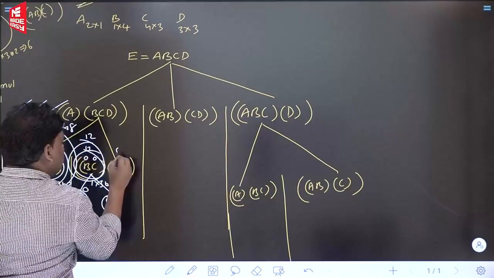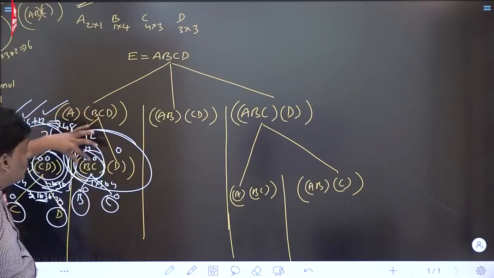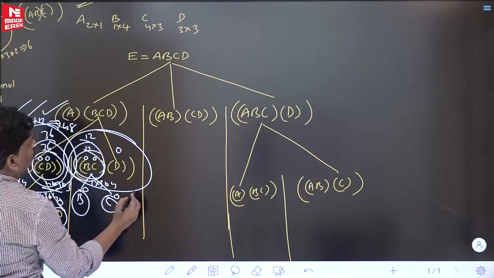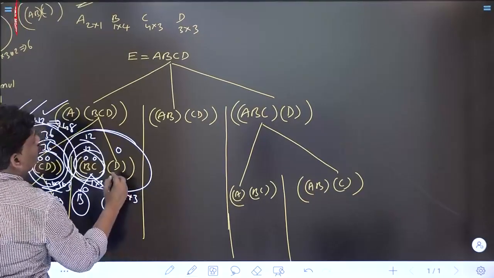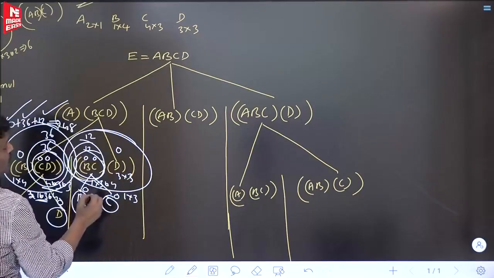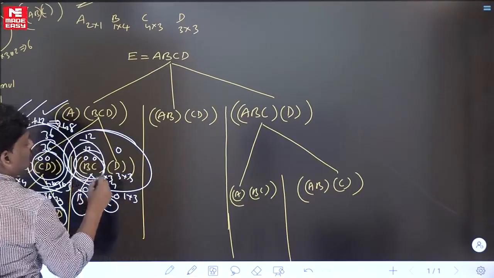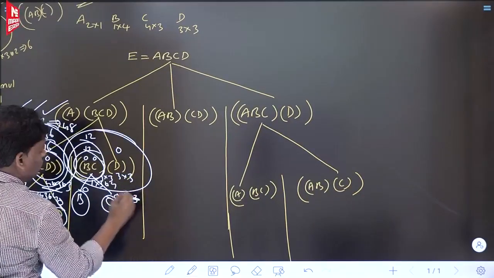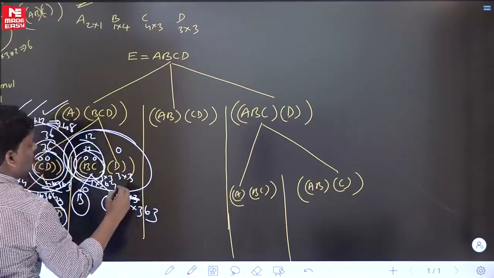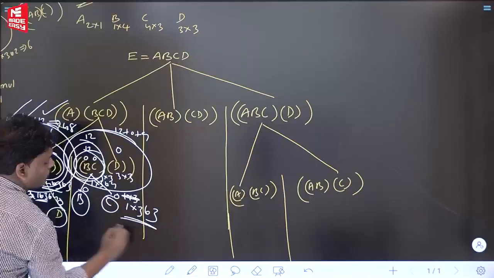Now D is 0. Let me combine it. To get the BCD, to get the BC 12, to get the D 0, combined one. What is the BC size? 1 by 3. What is the D size? 3 by 3. What is the overall size? 1 by 3 into 3, total how many? 9 multiplications required. So 12 plus 0 plus 9, 9 for combining.